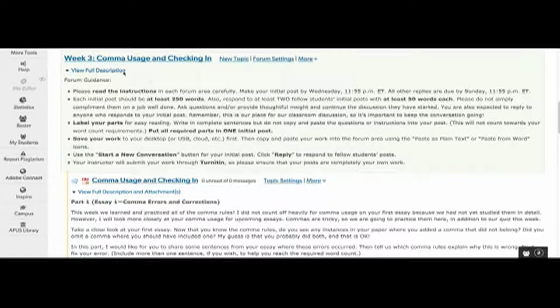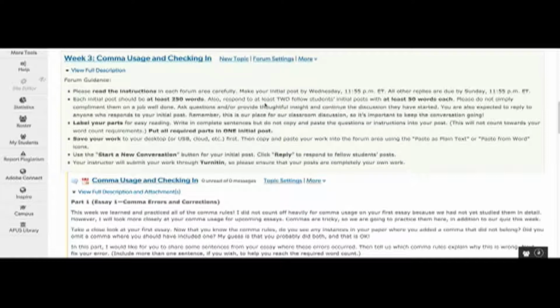This week on the forum boards we will be doing comma usage and checking in. And we'll start with the basic instruction. Please read the instructions in each forum area carefully. Make your initial post by Wednesday, 11:55 p.m. All other replies or peer responses are due by Sunday evening, 11:55 p.m.